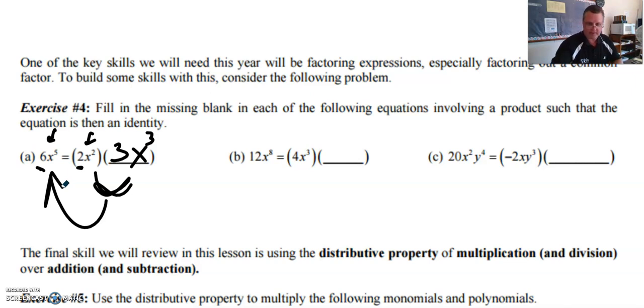Okay, 12x to the 8th, I already have the 4, therefore I need a 3. X to the 8th, I already have 3 of them, so x to the 5th. Okay, I have a +20. I already have a -2.